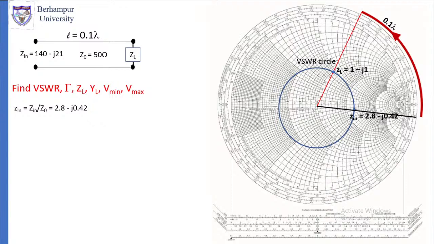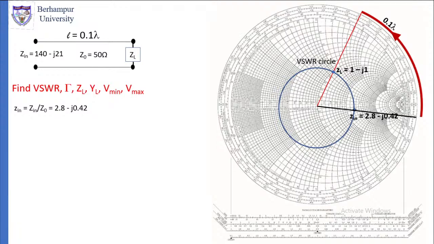So you require a constant VSWR circle. We have moved from the Zin point a distance of 0.1 lambda towards the load, and from that point, if we join the center of the Smith chart, that will cross the VSWR circle at the ZL point. So wherever it crosses, there we find the value of ZL. There ZL is equal to 1 minus j1. So we have found the normalized ZL.